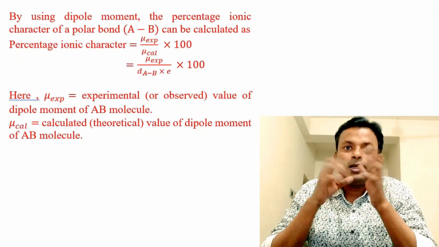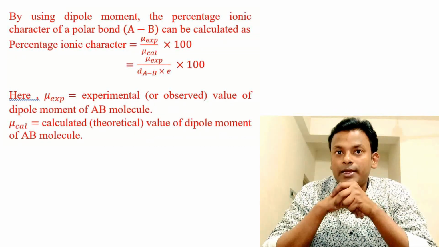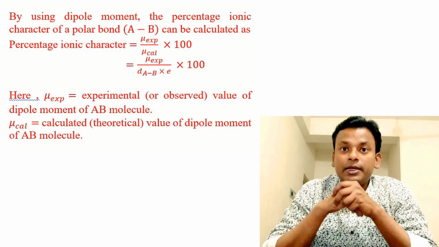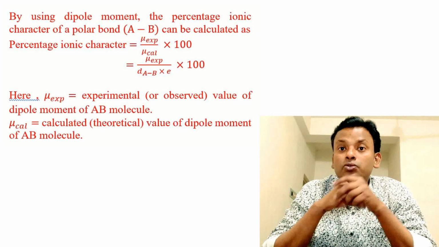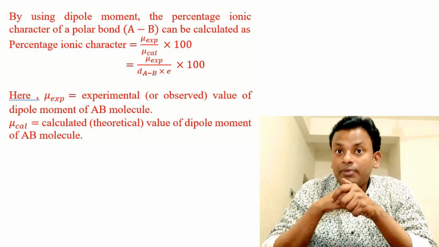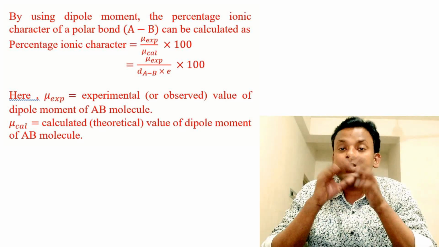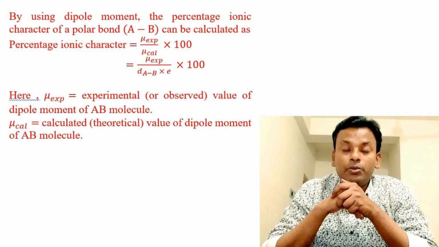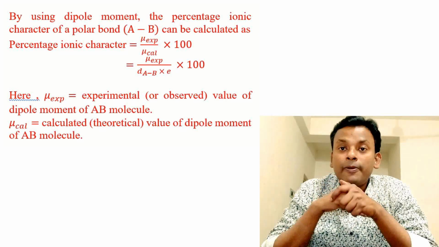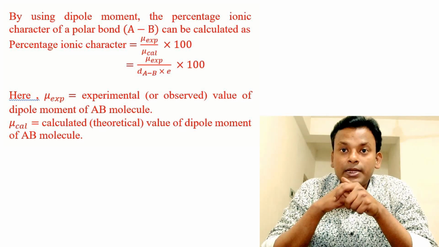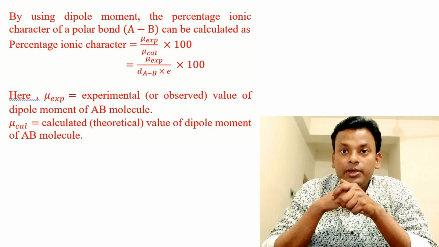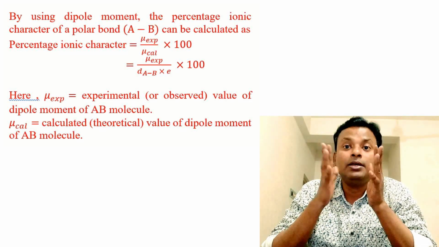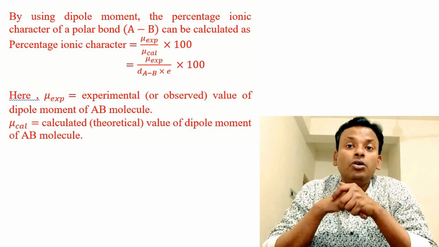By using dipole moment, the percentage of ionic character of a polar bond AB can be calculated. Percentage of ionic character equals mu experimental by mu calculated, means the experimental value of dipole moment by the calculated value of dipole moment, into 100. That is equal to mu experimental by d_AB into charge, where d means bond length, into charge, into 100.